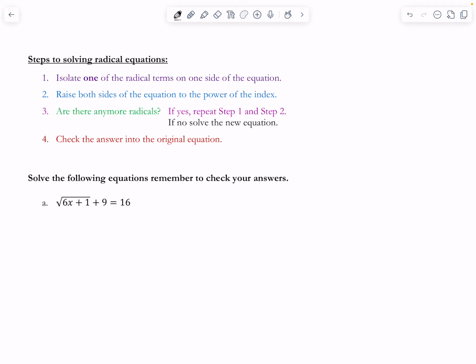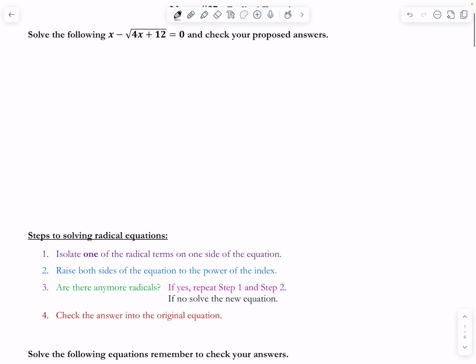Biggest thing is to isolate the radical if you only have one. If you have more than one, then isolate one of them on one side of the equation. And then we'll get into where you have more than one, and it could be a little bit tricky. The one in this video is going to be pretty straightforward, but in class I can show you some more challenging ones, okay? All right, so let's do this first one.